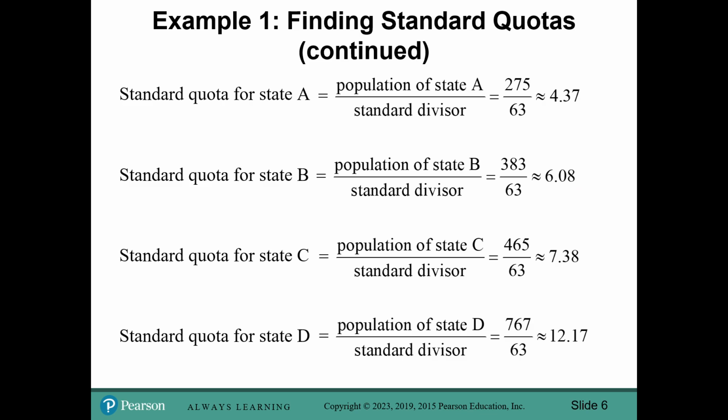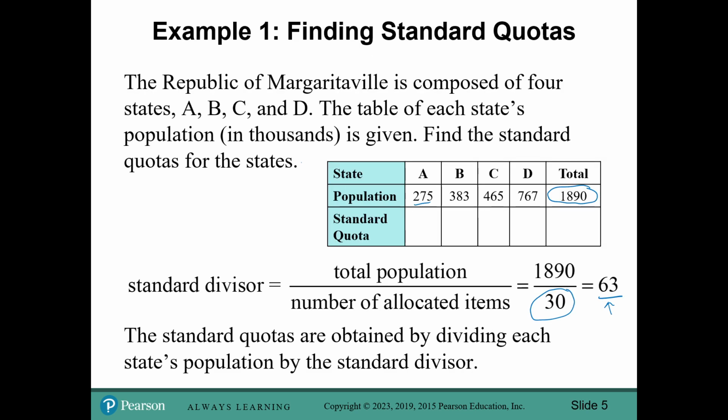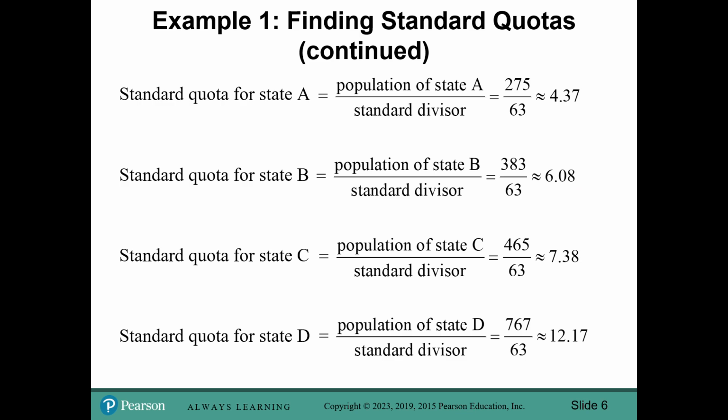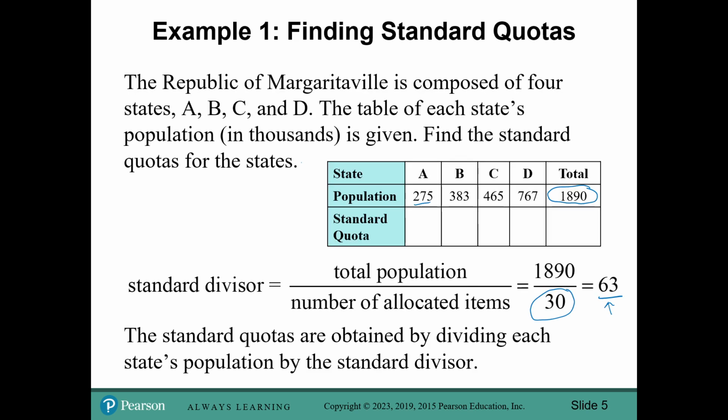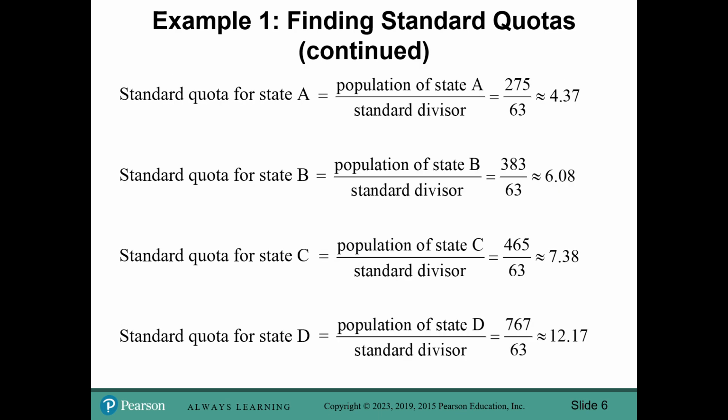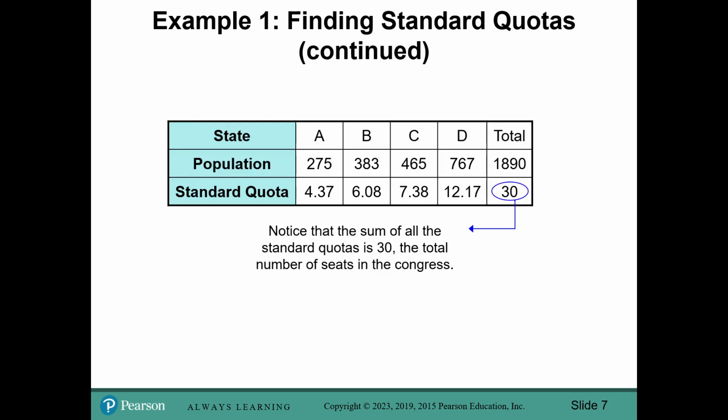We look at the standard quota for state C. We've got 465 divided by 63. That gives us 7.38. And we look at the standard quota for state D. Remember, state D had 767. We divide that by 63, and we see 12.17. So we now have the standard quotas for each state. So we can fill the chart back in, and that's what we've done here.